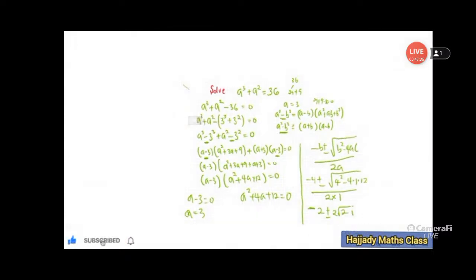So finally, I can say that a equals 3, that's the first root, and also a can be negative 2 plus 2 root 2i, and lastly, a can be negative 2 minus 2 root 2i. Thank you very much, and please don't forget to subscribe to my YouTube.